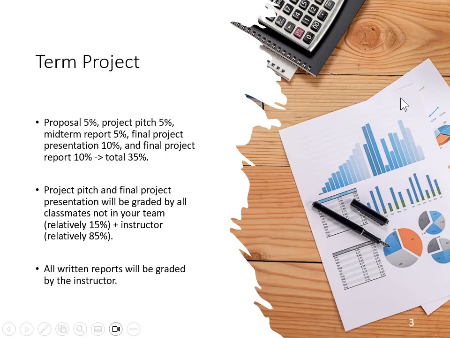So let's talk about the term project. The total points of the term project is 35 points, and it is separated into several different parts. Your proposal is 5 points, your pitch 5 points, midterm report 5 points, final project presentation 10 points, and final project report 10 points, totally 35% of the class grade.